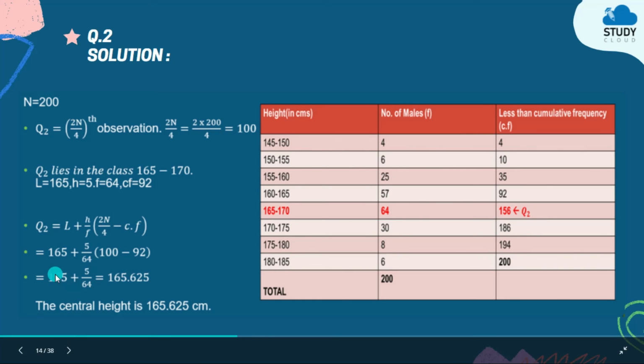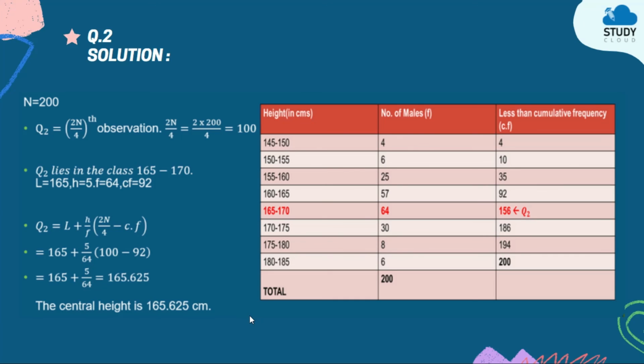So when you solve it further, it is equal to 165 plus 5 upon 64. Now when you solve this entire part, 100 minus 92 you get as 8. You get the answer as 165.625. So this is your central height, 165.625. This is how you solve the questions regarding quartiles when the values are given to you in grouped form, group data.